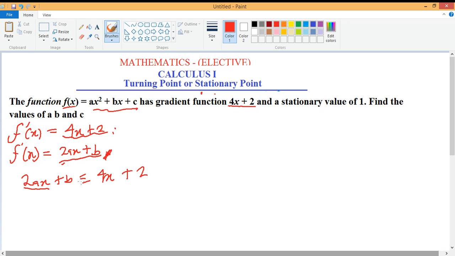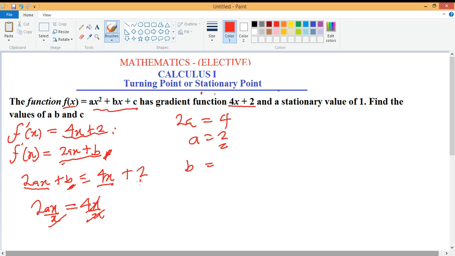Comparing, I can say this portion is that portion. So I can say 2ax is equal to 4x. To find my a, you can divide both sides by x. Divide 2 by x, this goes up. 2a is equal to 4. Solving further, my a is equal to 2. Then comparing, I can say my b is also equal to this portion, this part. So b is 2. We have finished solving for a and b.